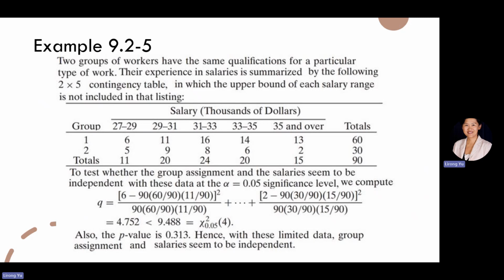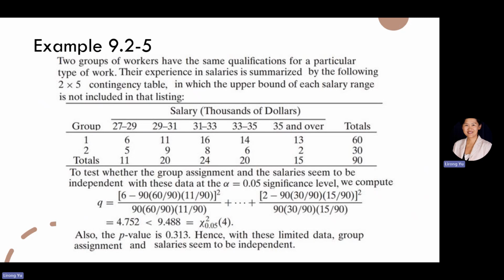So you're going to take every single outcome, like 6, 11, 16, 14. That's actually 5 times 2, which is 10. So we're adding 10 chi-squares to get that Q calculated. And then the total chi-square is 4.752. And then you will compare with the degree of freedom, and that's still not significant.